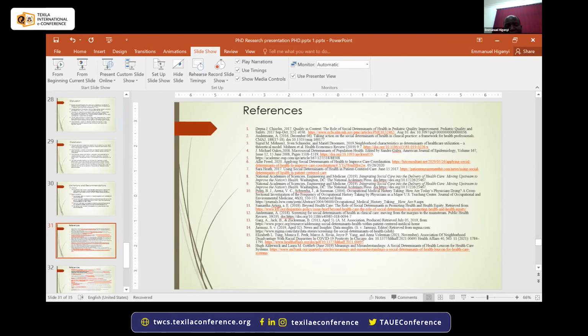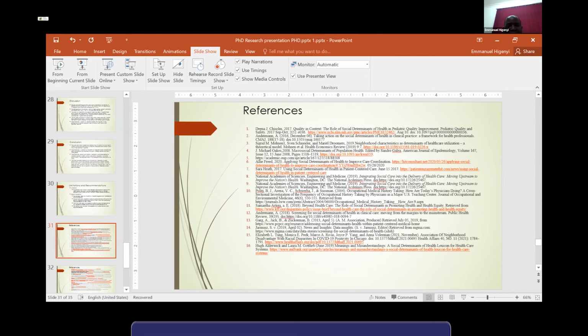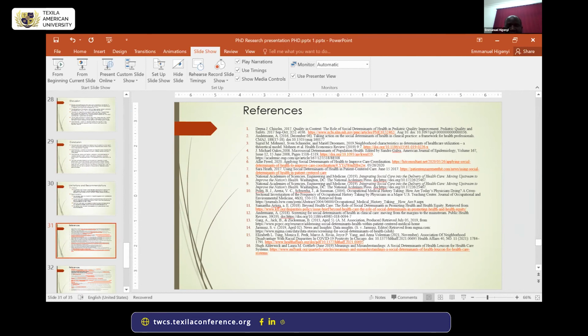Some of my references are here, and there are many, but allow me to show only these ones that have enabled me to consult the literature and come up with the methodology, come up with the discussion, but also make the measures very specific and conduct the analysis. I thank you, and I entertain some questions as they may arise.